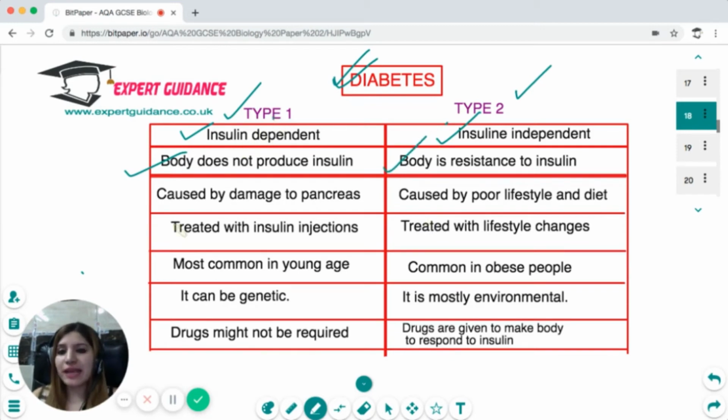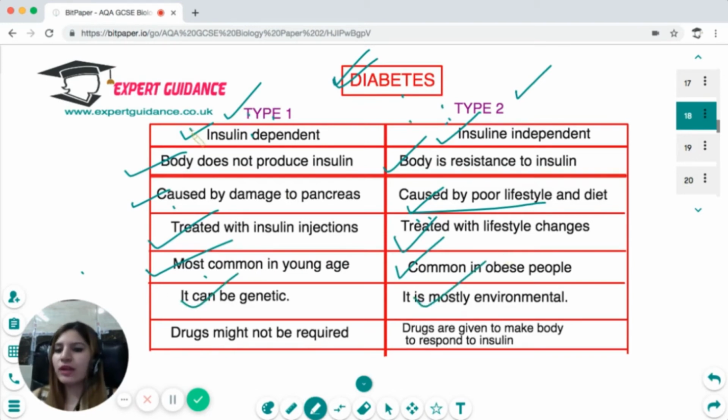So type 1 is caused by damage to the pancreas, or by some autoimmune disorder, or by accidental damage to the pancreas. Type 2 is caused by poor lifestyle and diet. In type 1 diabetes, the person can be given insulin injections. In type 2, it is treated with lifestyle changes and a balanced diet. Type 1 is most common in young ages, whereas type 2 is common in obese people. Type 1 can be genetic, and type 2 is mostly environmental.